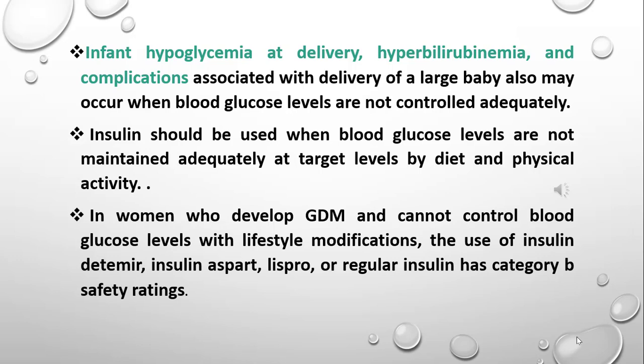For those people who cannot maintain the normal target levels of glucose by diet and physical activity, insulin is used. In women who develop gestational diabetes and cannot control blood glucose level with lifestyle modification, then insulin detemir, insulin aspart, lispro, and regular insulin can be used with category B safety ratings.